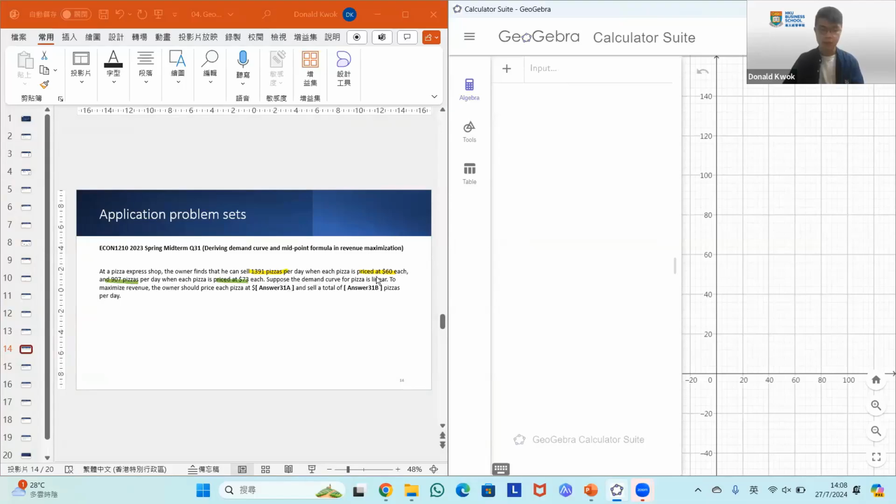The first pair, highlighted in yellow, we have the quantity 1,391 and the price is 60. So this is the first point. And for the second point, the green one, we have the quantity 907 and the price is 73. So we also have the second point here.